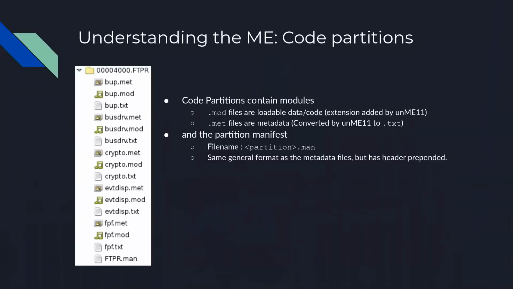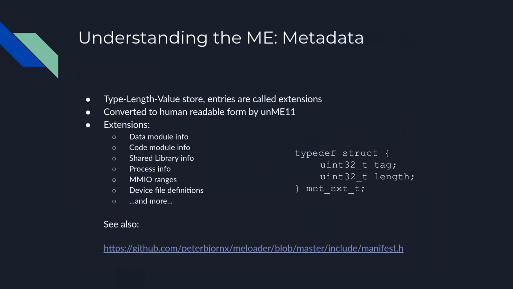So then you've got these code partitions, and they contain a whole lot of files. There's the binaries themselves, which don't have any extension, and there's the metadata files. The binary format they use has no headers, nothing included, and all of that data is in the metadata file. And when you use the unpacking tool, it'll convert those to text files for you, so you can just get started without really understanding how they work.